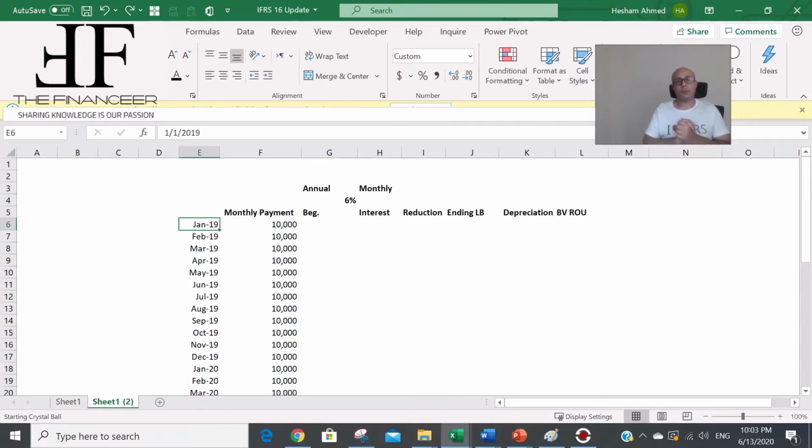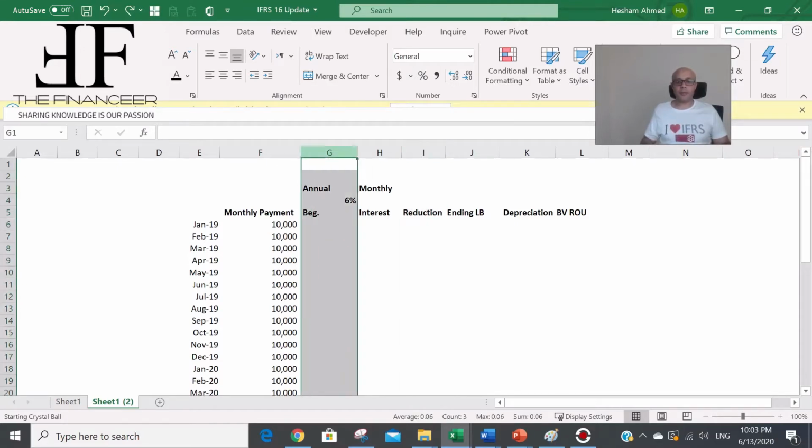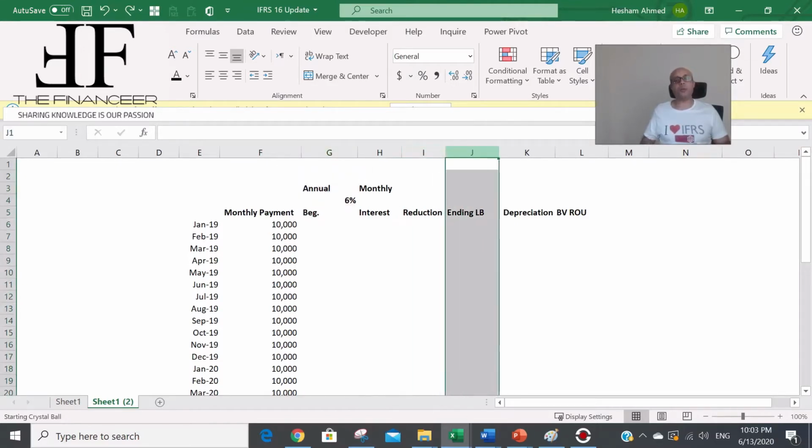First of all, we have to build the financial model. We start with the beginning balance of your lease liability from this lease contract. And then you need to start calculating interest on a monthly basis. Then the payment that you are going to pay, we are going to split it. Part is related to the interest and another part is related to the reduction in the lease liability. Then the beginning balance minus the reduction equals the ending balance of your lease liability.